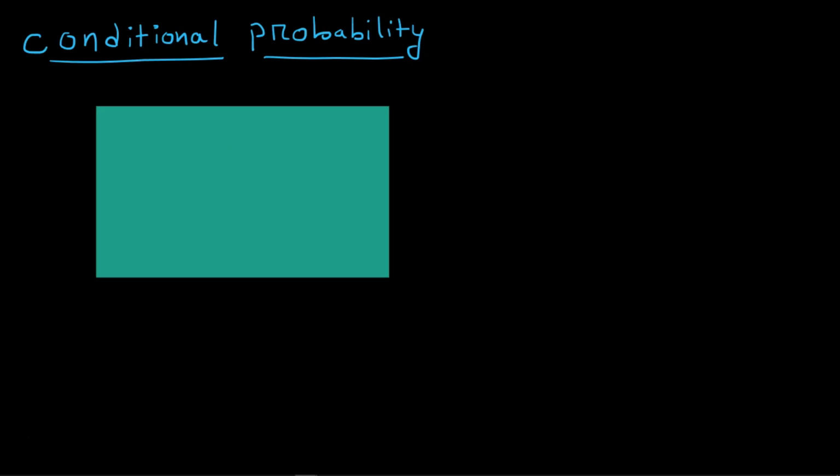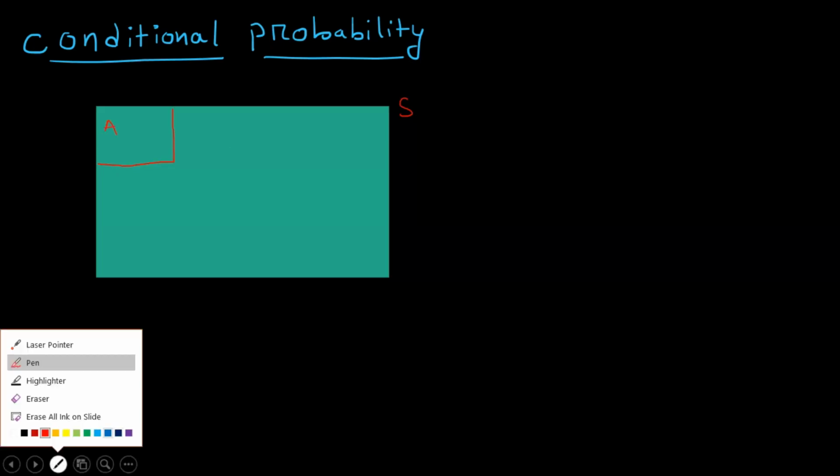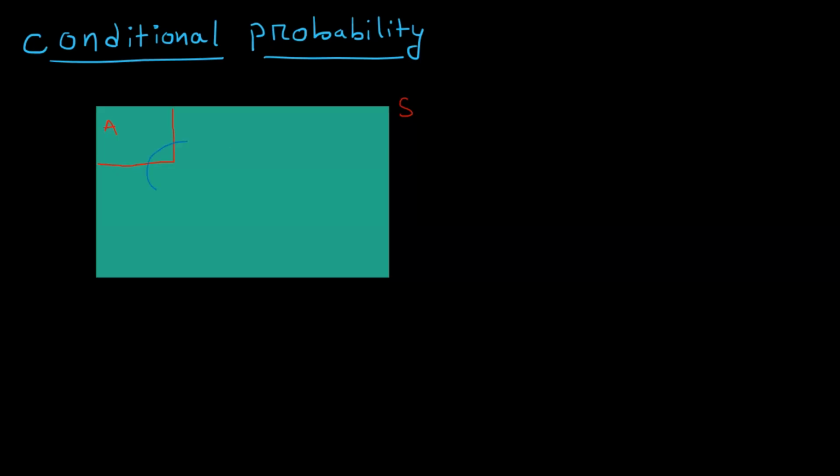Suppose this is your sample space S. You have a set inside S, that is the set A, and you have another set called B that is outside A. This is B, and there is a portion of B that lies entirely inside A. This is A intersection B.